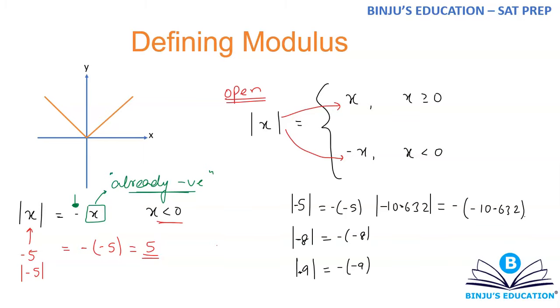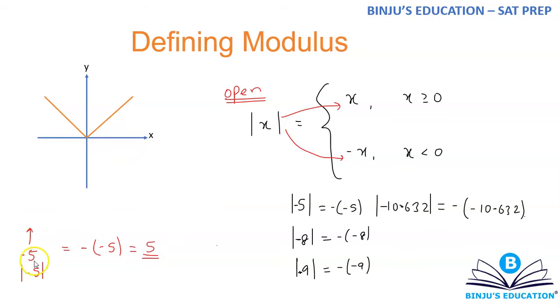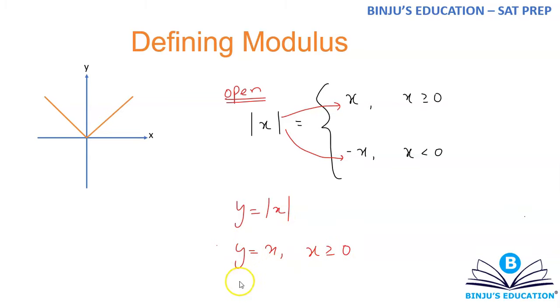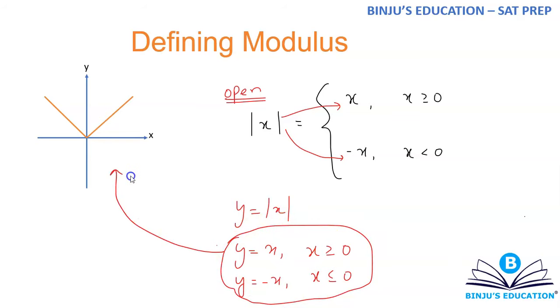Okay, now using this, let me remove this first of all. Using this function, let's suppose I have y is equal to mod of x. So you can say that y is equal to x when x is greater than or equal to 0, and y is equal to minus x when x is less than or equal to 0. So you will get this graph automatically. You get this graph from this equation, guys. It's not the other way around, because some students have told me, sir, it's the other way around. It's never the other way around.